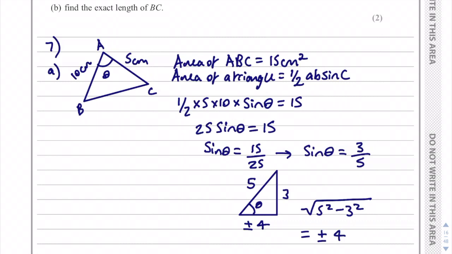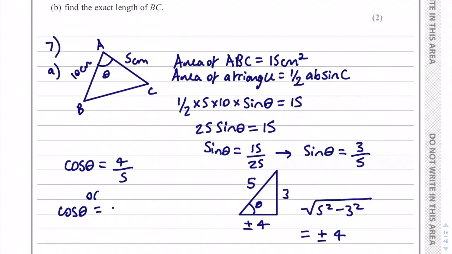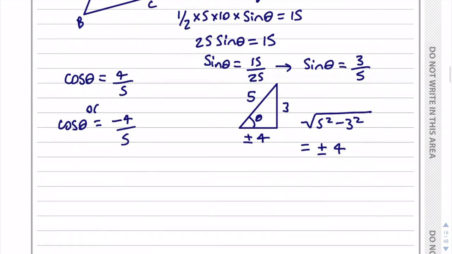So if I put plus or minus 4 down here, that means cos theta could equal adjacent over hypotenuse, which is 4/5, or cos theta could equal minus 4 over 5. So that's part A.